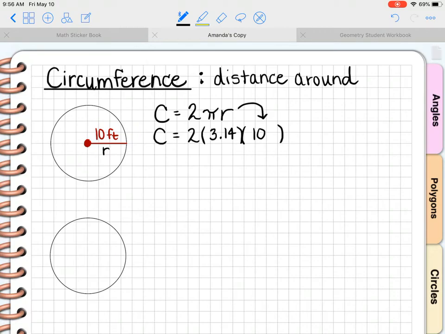So here's the formula that you need to type into your calculator. So we're going to say 2 times 3.14 times 10 equals 62.8 feet. So if this is my garden and I'm going to do fencing, I need 62.8 feet to enclose that shape.